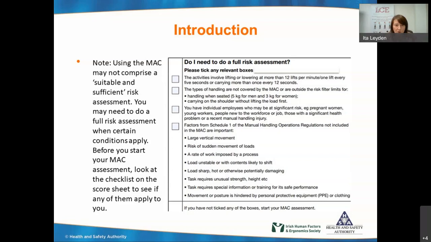So if there are large vertical movements, or there's risk of sudden movements of the load, or if the workload is imposed by a process, if the task requires unusual strength or unusual height, or indeed the task requires information or training for its safe performance. What I mean is that there's specific training for one unique task. Well, then the MAC tool may not be the correct tool to use. I should also reference at this stage that there's a reference on your score sheet to the L23 appendix. That again is the appendix to the UK's guidance on manual handling in the workplace. The list that you have there is from that appendix that's referenced at the top of your score sheet.